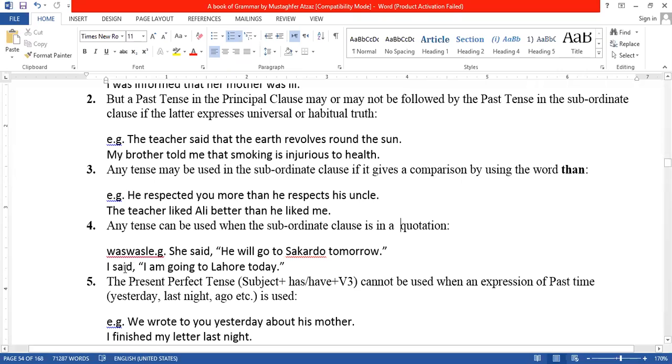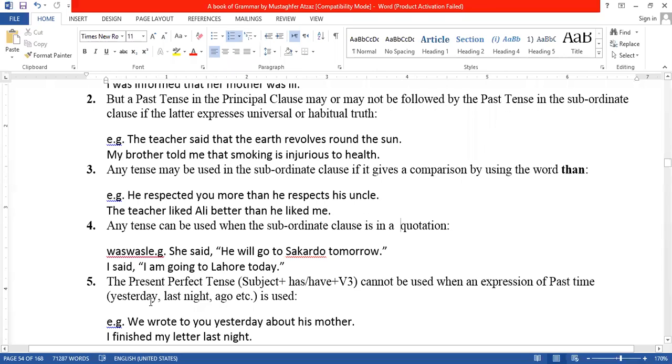You can also see the following example. I said, "I'm going to Lahore today." Now, in this clause, you can see the tense is progressive, right? Present progressive, present continuous. That does not match with the reporting speech, past, but still it is correct. Why? Because it is in inverted commas. So, what is the conclusion in this rule? The conclusion is that nobody can challenge the tense in inverted commas. Even the reporting speech has nothing to do with the tense of that part.